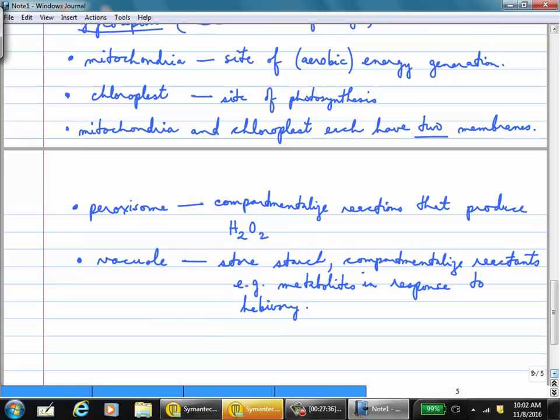Now some terminology. The vacuole again is a compartment that has got a membrane, and the membrane of the vacuole is called a tonoplast.